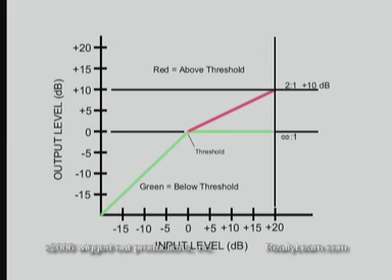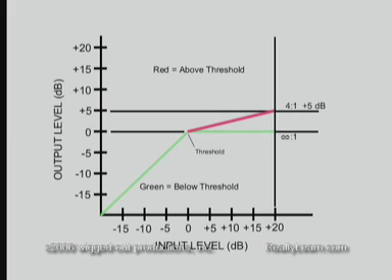In the case of a 2-to-1 ratio, the compressor will allow a 1 dB increase for every 2 dBs of input over the threshold. So again, if we have a plus 20 dB input above the threshold, the compressor will only allow the volume to go up to plus 10 dB above the threshold. The point at which the threshold engages the compressor on the graph is called a hard knee.